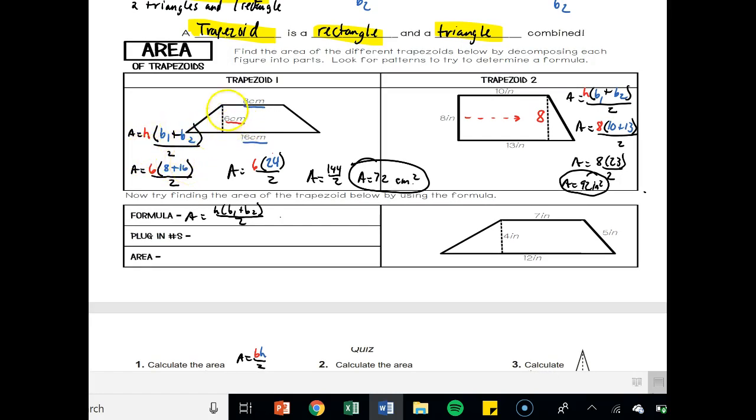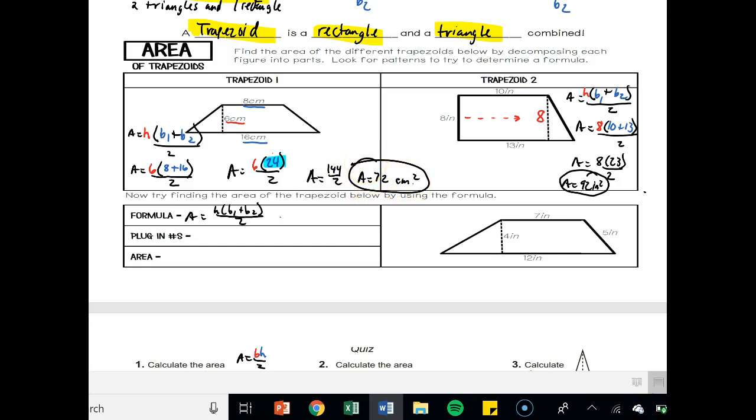So in this case, 6, which is my height, the dotted line is usually my height, multiplied by 8 plus 16 first, and then divided by 2. So 8 plus 16 is 24, and then 6 times 24 divided by 2. 6 times 24 is 144, divided by 2 gives me 72 centimeters.